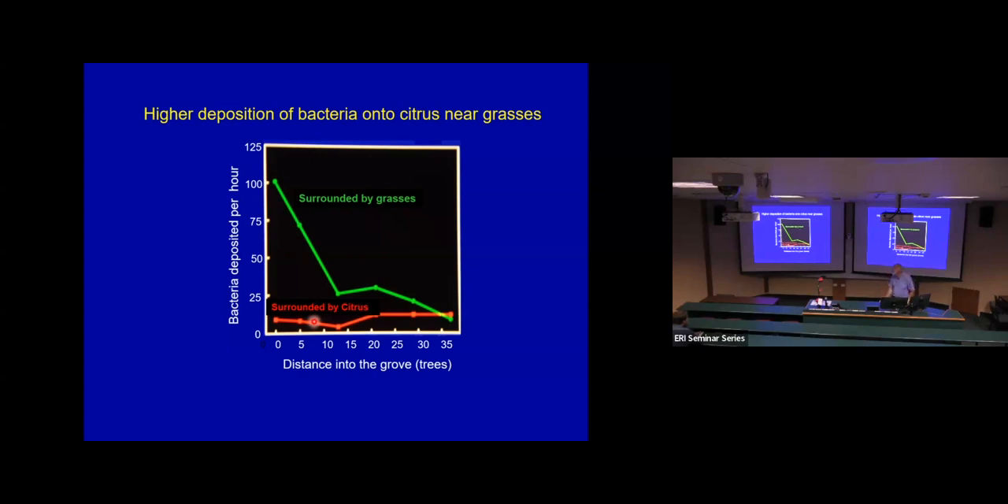And you'll see two things. The red ones are almost all much lower in the rates of deposition of the bacteria than the ones where there were grasses nearby. And you see the green one especially, see it slopes downward. So here is right on the edge of the grove next to the grass. And as you move into the grove away from the grass, you see that the rate of deposition decreased and decreased and eventually got to this low level that you saw when we were in an area where there wasn't an obvious source.